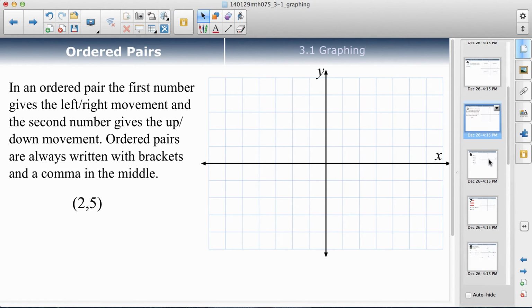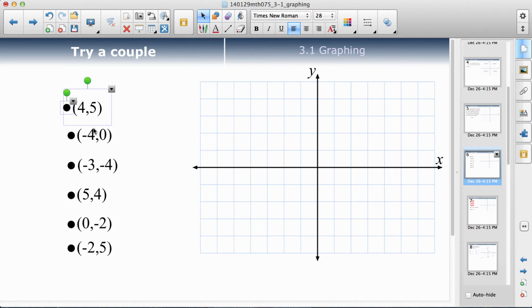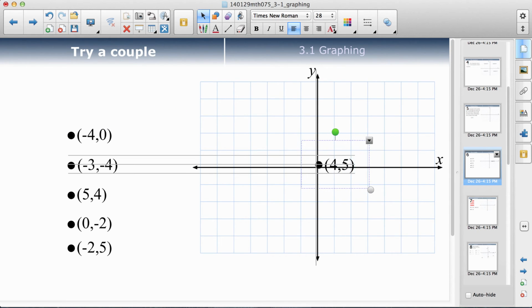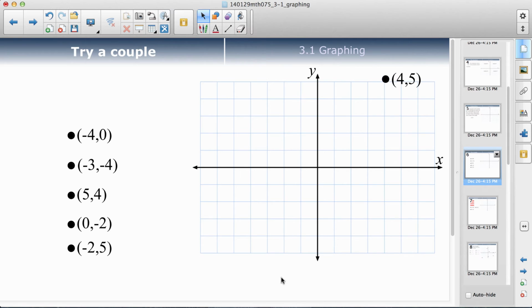Okay, so let's take a look at a couple points and maybe plot them. So this 4 tells me to move right 4, and where I'm moving from is right in the middle. This point here, where the dot is, is known as the origin. So from the origin, I'm going to move 4 over to the right. There's 4. And I'm going to move 5 up. 1, 2, 3, 4. Is that 5? No, right up there. So that point right there is the point 4 over and 5 up.